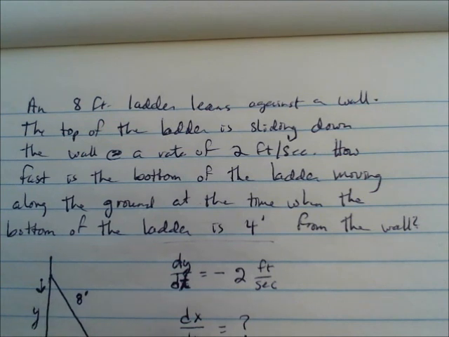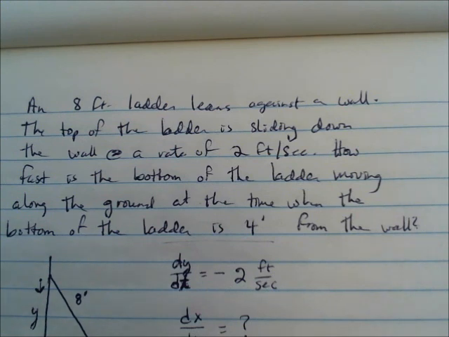So now what we need to do is relate these variables that we've drawn in this diagram. Because this is a right triangle, we have a formula that we can use. x squared plus y squared is equal to, now 8 is a constant, so we can call that 8 squared, just the Pythagorean theorem.